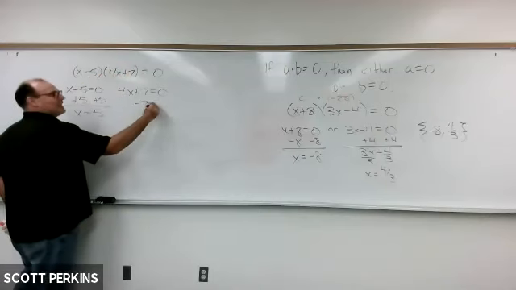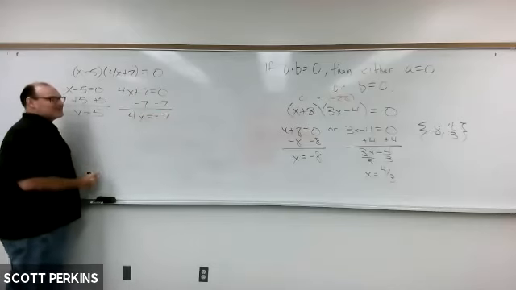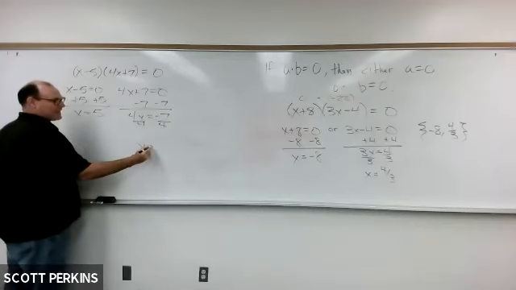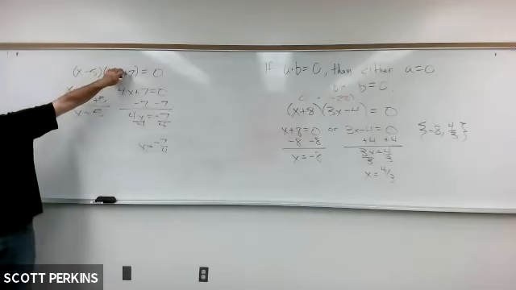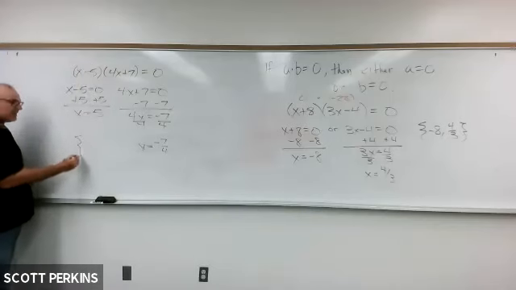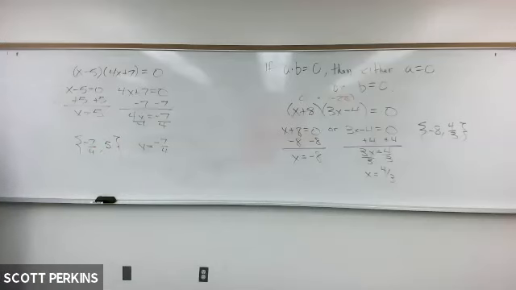And then the second answer is right here. I'm going to subtract 7. And I get 4x equals negative 7. Divide both sides by 4. And I get negative 7 over 4. So negative 7 over 4 makes this 0. 0 times whatever number this would be is 0. So there's my 2 solutions. I put them in some braces. Negative 7 over 4 and 5. And there we go.